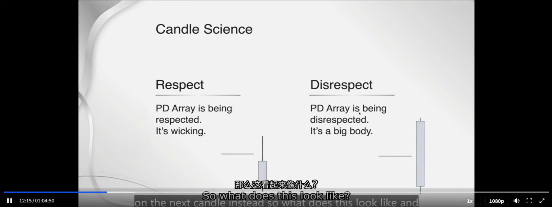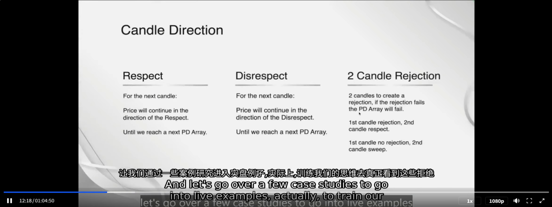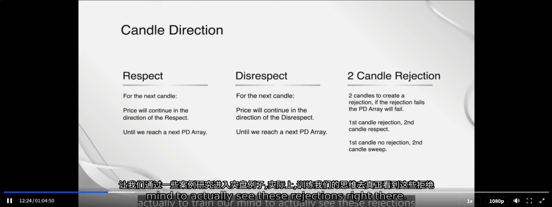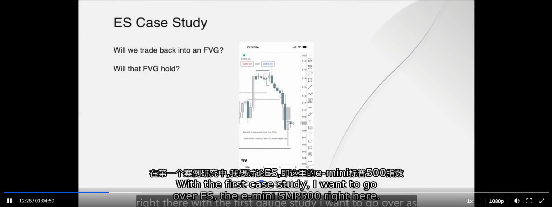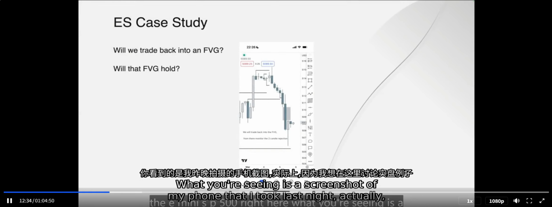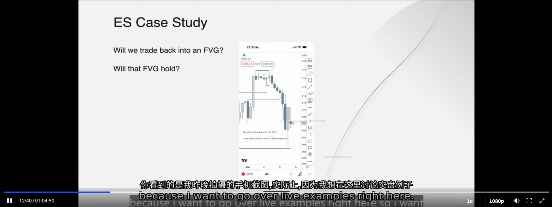So what does this look like? Let's go over a few case studies to go into live examples actually, to train our mind to actually see these rejections right there. With the first case study, I want to go over ES, the E-mini S&P 500 right here. What you're seeing is a screenshot of my phone that I took last night actually, because I want to go over live examples right here.